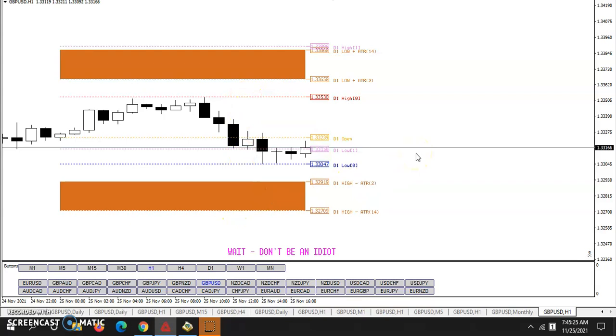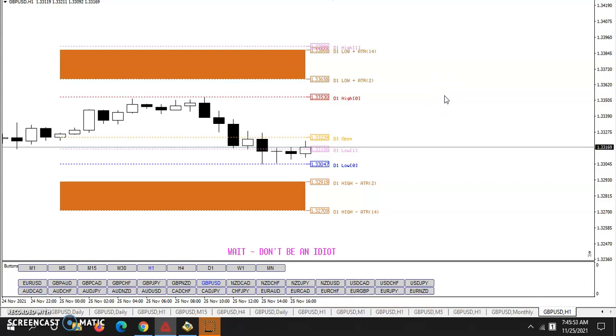So we haven't expanded, price has not expanded an ATR, average trading range. So in other words, the daily range, high to low, is less than the ATR value. That's pretty much how that works.